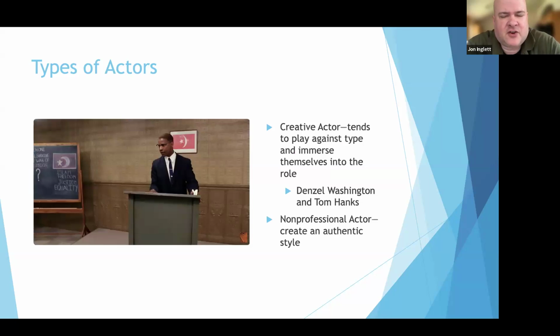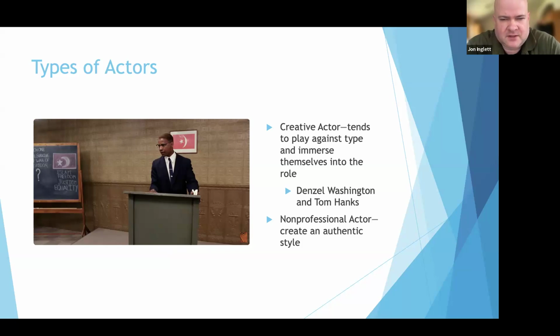Another type of actor is a creative actor. They tend to play against type and immerse themselves into the role. Two examples of a creative actor would be Denzel Washington and also Tom Hanks. This is a picture of Denzel Washington from Malcolm X. You could say that Denzel Washington and Tom Hanks mostly play positive protagonists, but there are times they cast against type, where they play different roles, such as Malcolm X, and Tom Hanks in Road to Perdition plays more of a villain style.